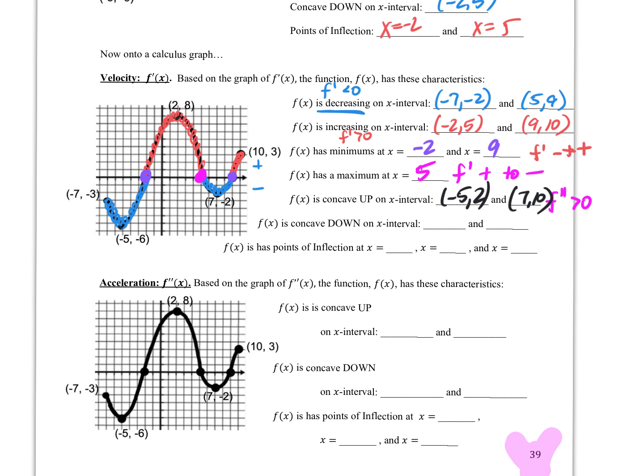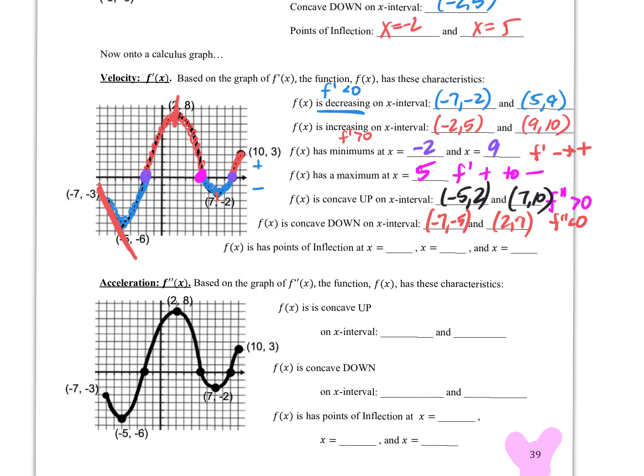F is concave down anytime f double prime is negative. If I'm looking at an f prime graph, I need the slope of f prime. The slope of f prime is f double prime. From what x to what x is f double prime negative? Negative 7 to negative 5, and 2 to 7.